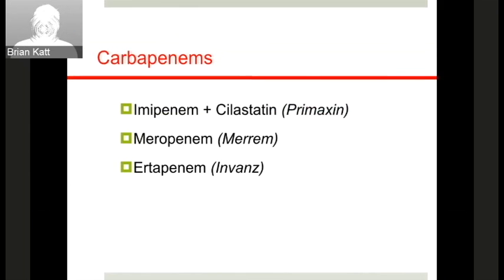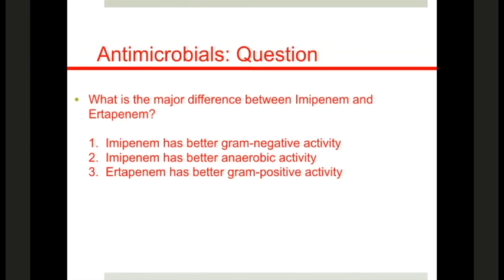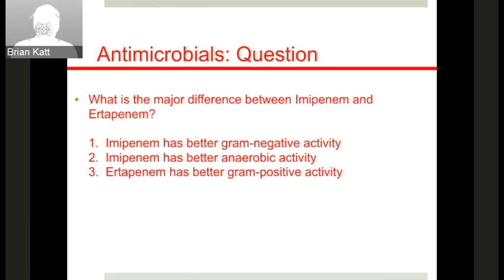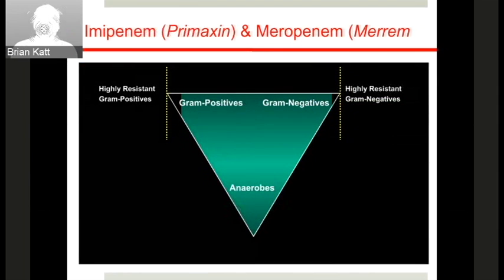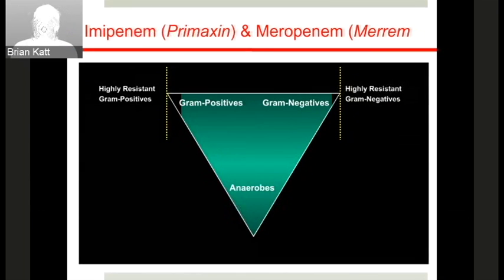Carbapenems: imipenem, meropenem, and ertapenem. So what's the major difference between imipenem and ertapenem? Imipenem has better gram-negative coverage and better anaerobic coverage, whereas ertapenem has better gram-positive coverage. The difference is that imipenem and meropenem have pseudomonal coverage, whereas ertapenem does not. So it has an extra component of gram-negative coverage. So this is ertapenem, this is imipenem.